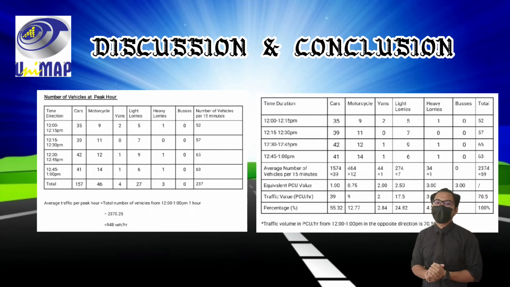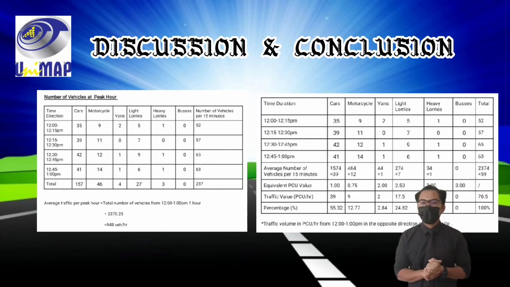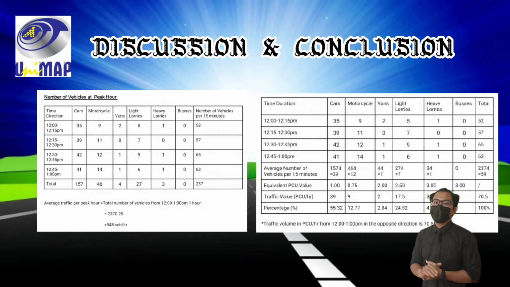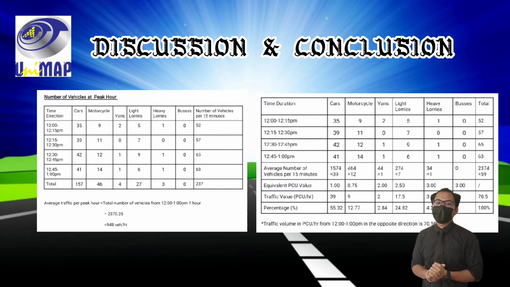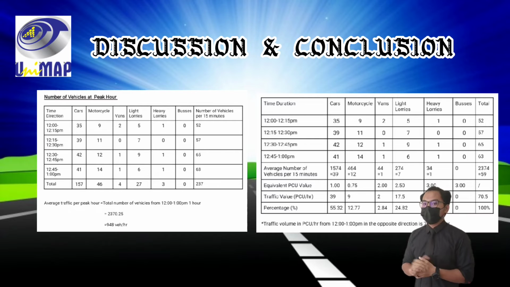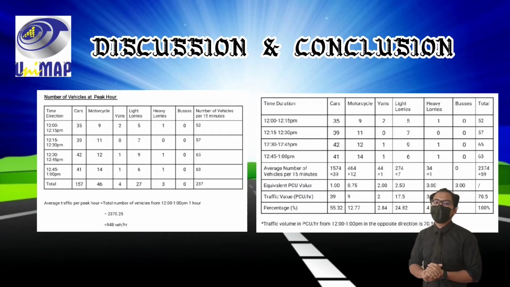From the same day, from Kangar to Jawi, the average traffic per peak hour equals the total number of vehicles from 12 to 1 pm, which is 2,411. It means 964 vehicles per hour, and the traffic volume in the main direction is 99 PCU per hour. That carries 6% of cars.